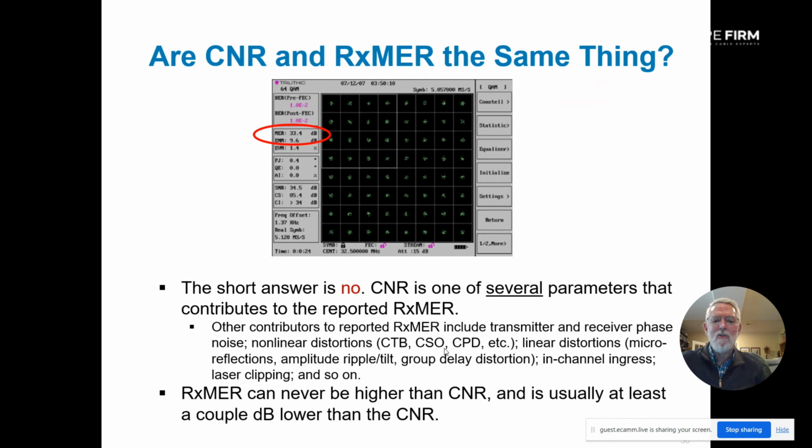If your instrument says that your RxMER is higher than your CNR, then there's something going on inside your test equipment that's not right. In some cases, you can see that the RxMER can be way lower than the CNR, particularly if you've got nonlinear distortions present, but the CNR is good. So CNR is important, but it doesn't paint the whole picture. It's an important metric to understand, though.